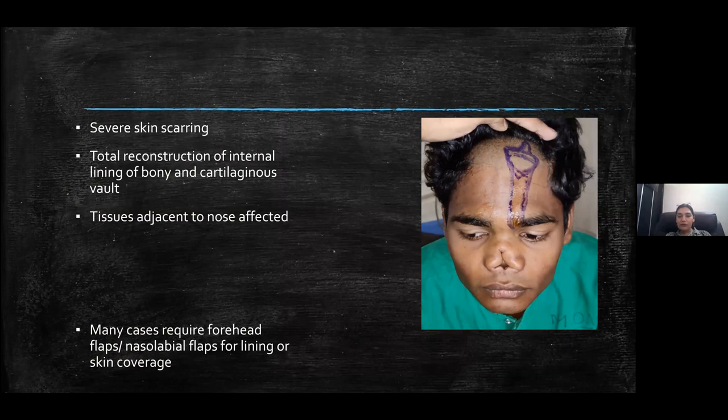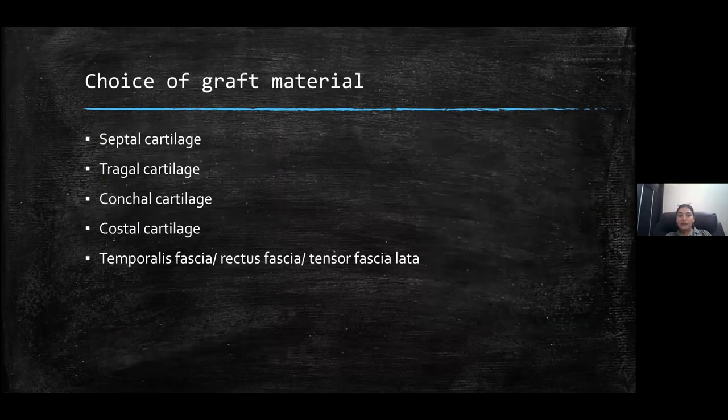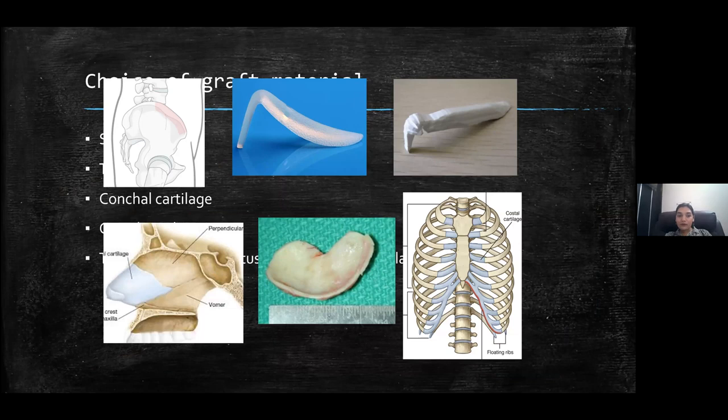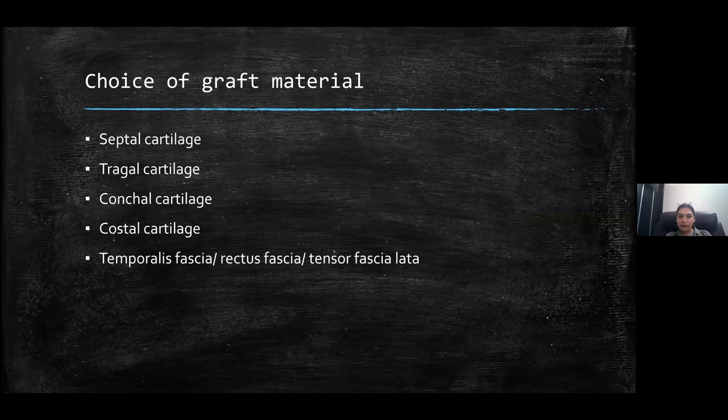Now coming to the choice of graft material, initially there were many graft materials being used, like the iliac crest, Gore-Tex, silicone, a lot of things. But now our practice is mainly sticking to autologous grafts like septal cartilage, conchal cartilage, and the costal cartilage. So these are the various options that are available to us.